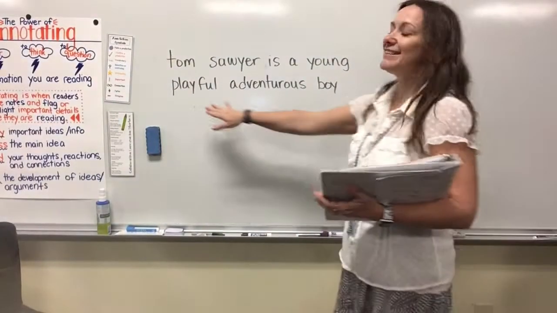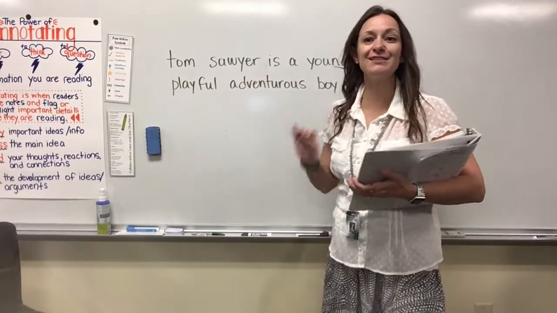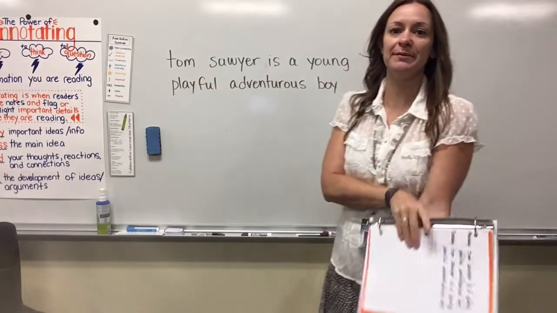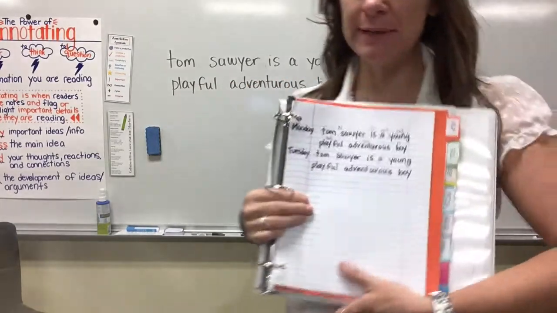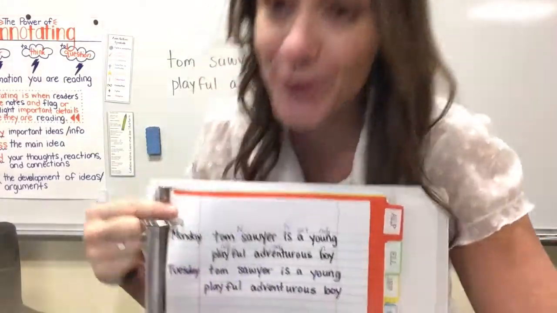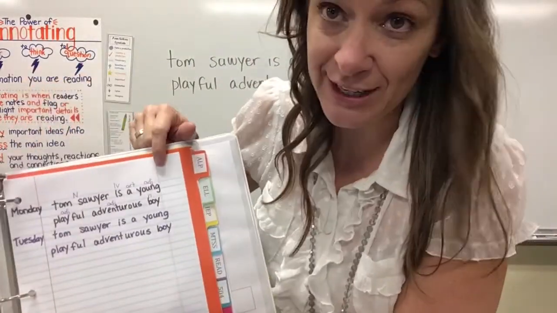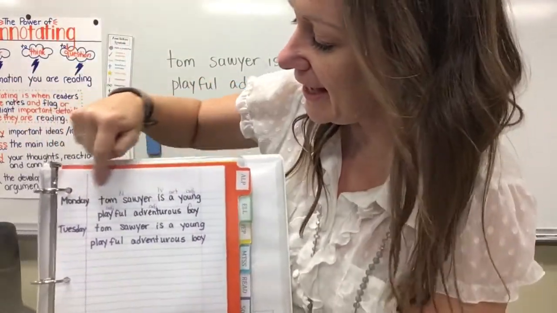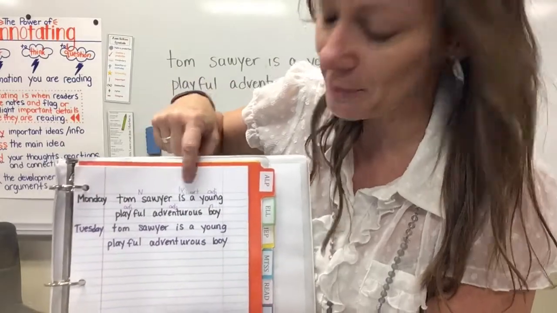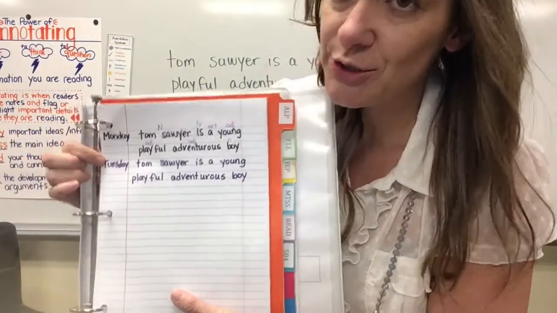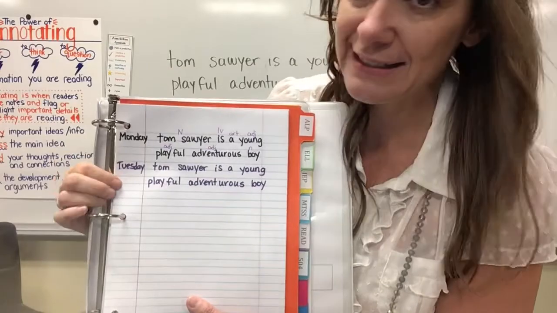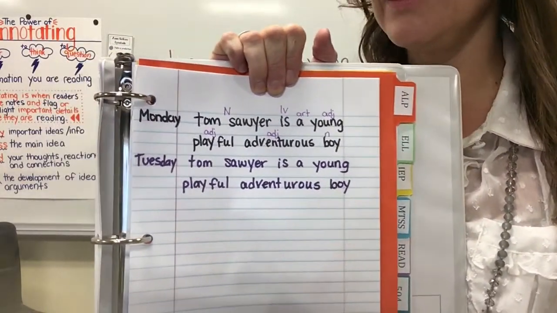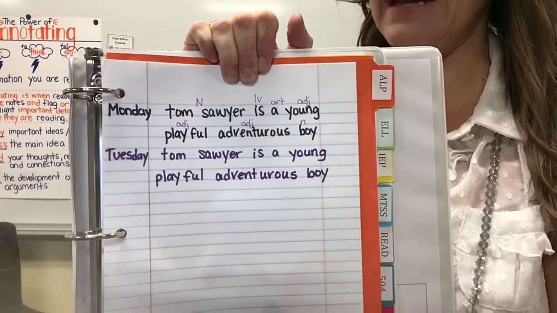All right, now here is our sentence. Remember, it's the same sentence all week. So we're still doing Tom Sawyer is a young, playful, adventurous boy. So in your notebook, on your piece of paper where you're writing your sentence, yesterday or the day before, right, we had Monday, and here's our sentence where we labeled our parts of speech. Now you're going to write Tuesday in that margin and write your sentence again. So it should look just like this. If you want to take a look, you can pause it and write that down.